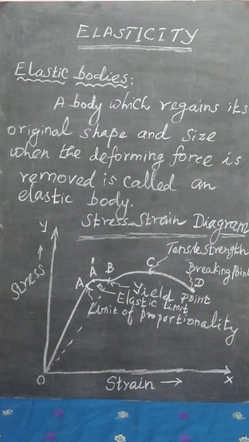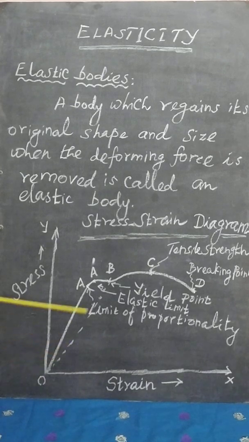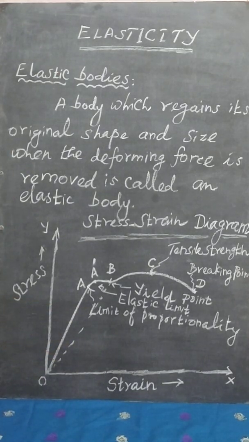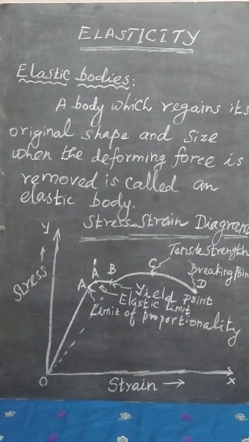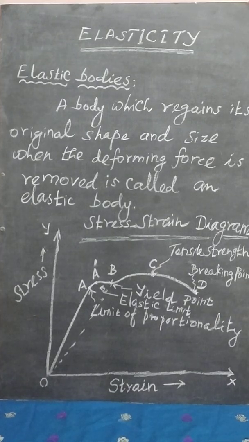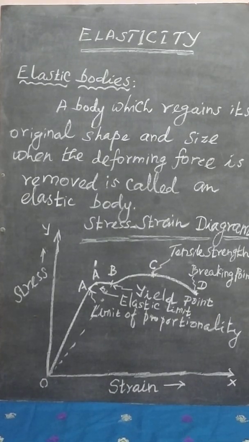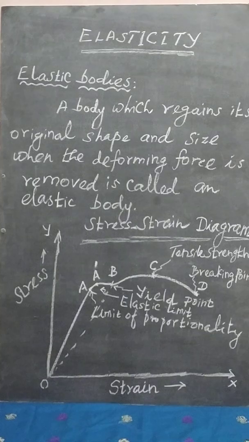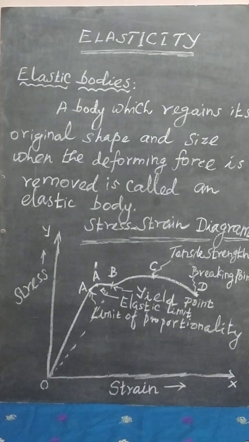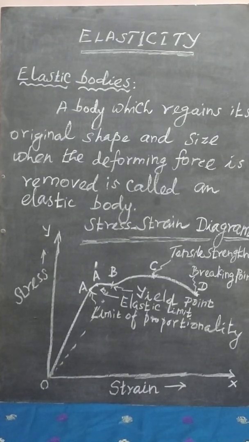That's why we call this point A a Hooke's limit. That means the material obeys Hooke's law. This shows the material behaves as a perfect elastic material. Okay, now we slowly increase the load again.